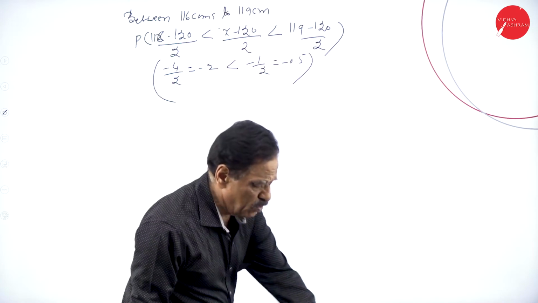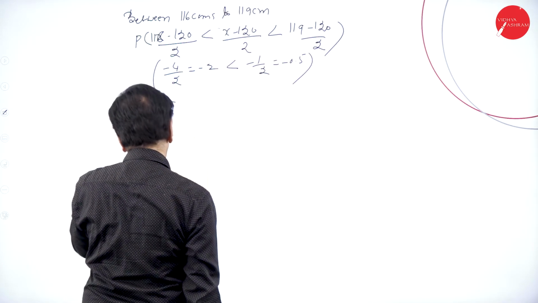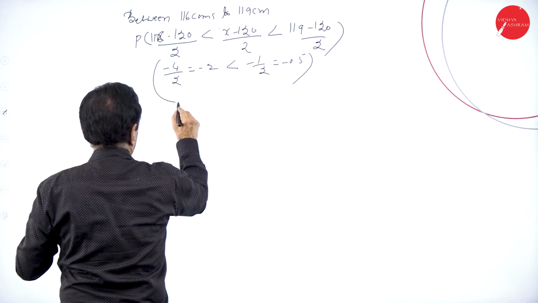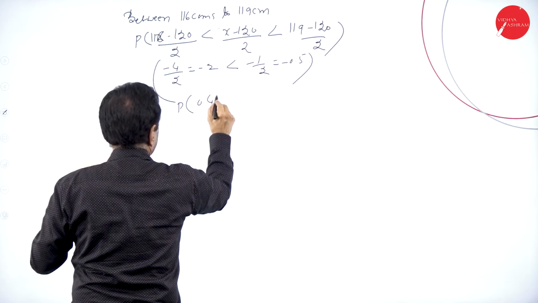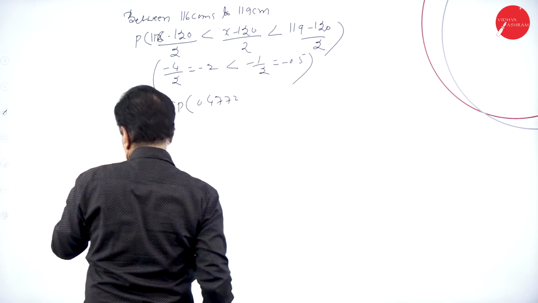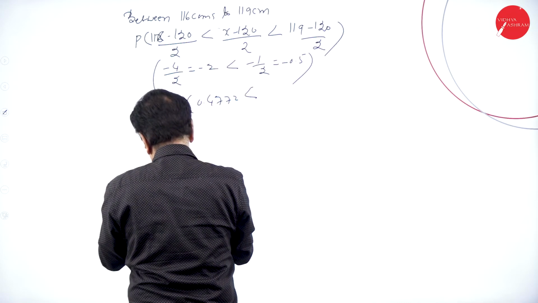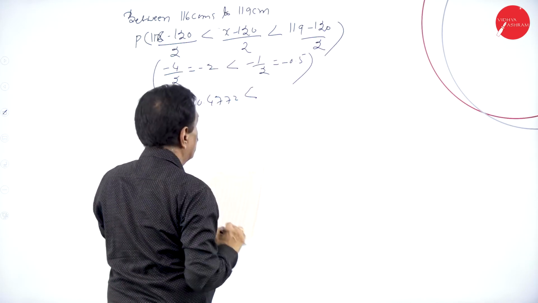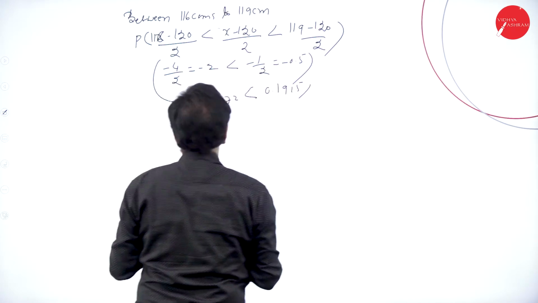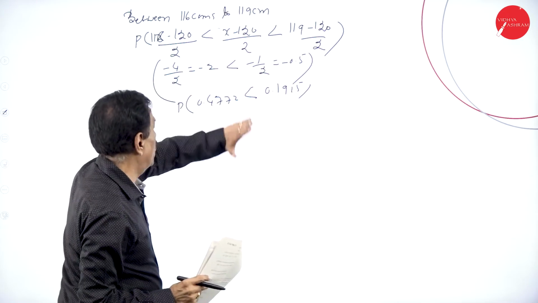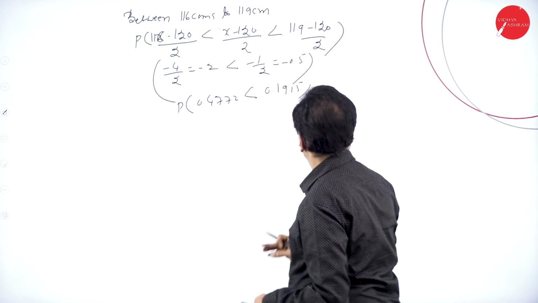So for minus 2, the table value is 0.4772. And for 0.5, the value is 0.1915. So it is between 116 and 119.